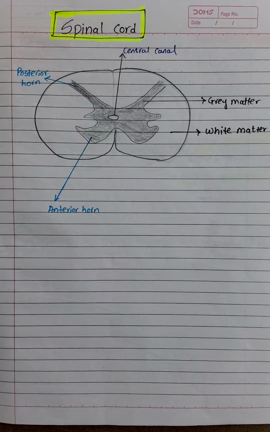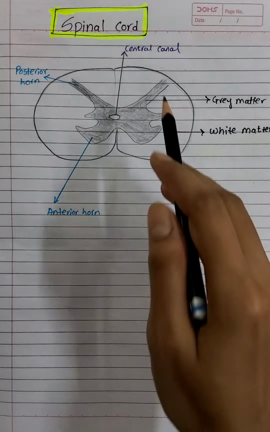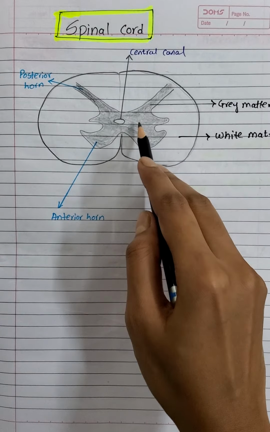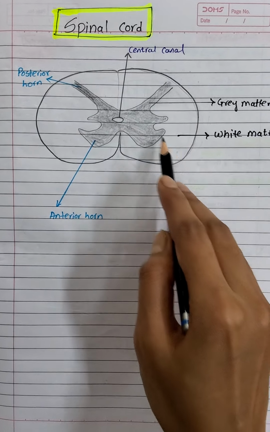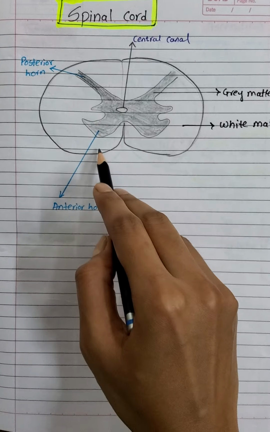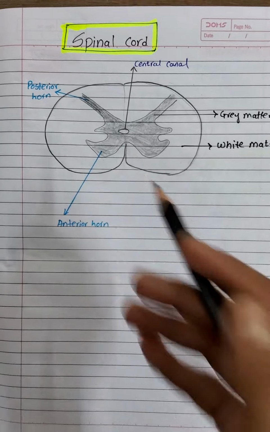This is the cut section of spinal cord. The one which is colored with gray, this is gray matter. Outside it is white matter. This is central canal. This is posterior horn and this is anterior horn.